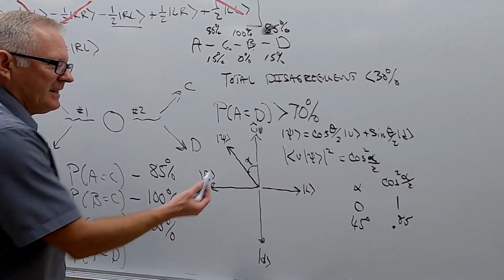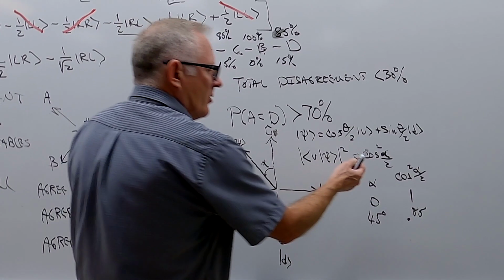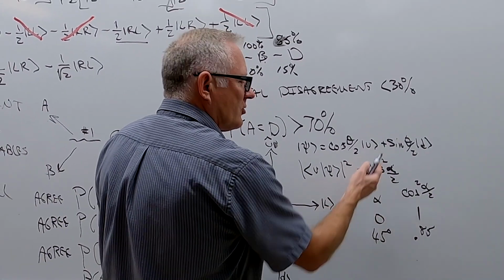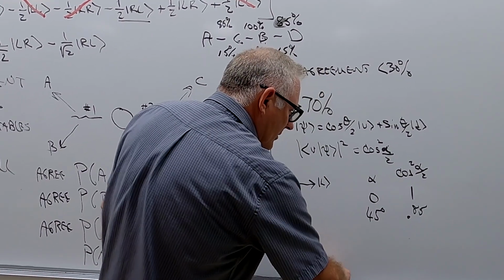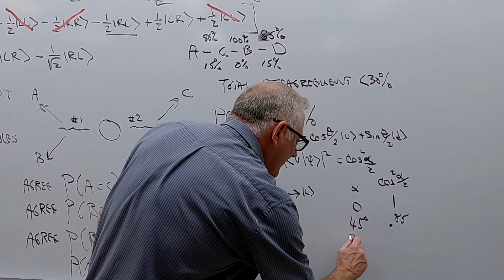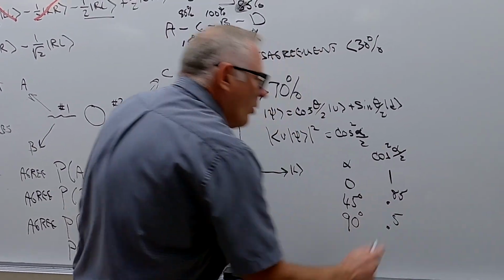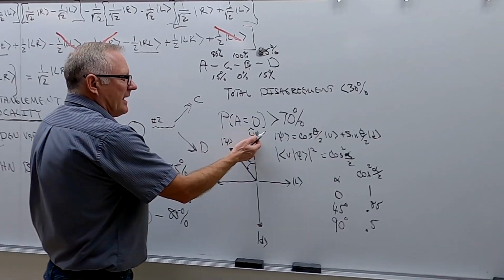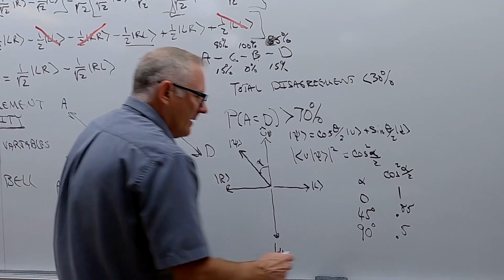What if you're at 90 degrees? If you come over here to 90 degrees, cosine of 45 is 1 over the square root of 2, but squared, that's 0.5. So at 90 degrees, you get 0.5. Which we already knew because we already said if you're in the up, what's the probability of getting right? It's 50%. Okay. Let's keep going.